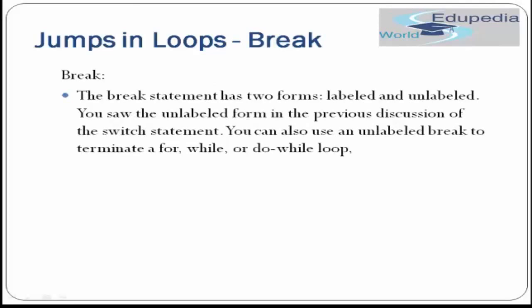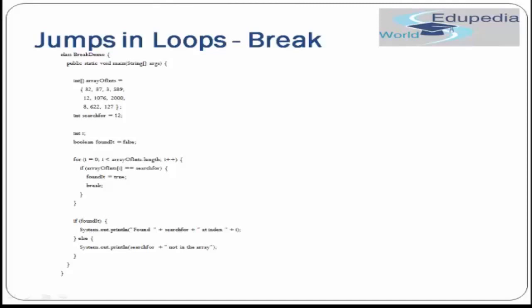Okay, so let's start with break. Break has two forms, labeled and unlabeled. You saw the unlabeled form in our previous discussion of the switch statement, where we were using break with it. You can also use unlabeled break to terminate a for, while, or do while loop. Fine. So this is an example of jumping in loops. Well, the fonts are quite small, so I could understand that there would be difficulty in reading it from here. So I'm going to run this example in the Eclipse IDE for better visibility.